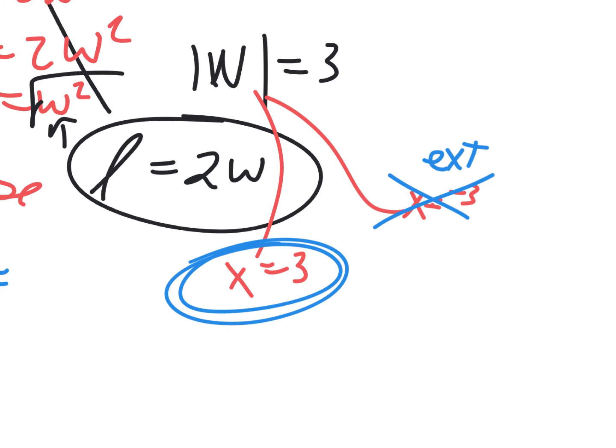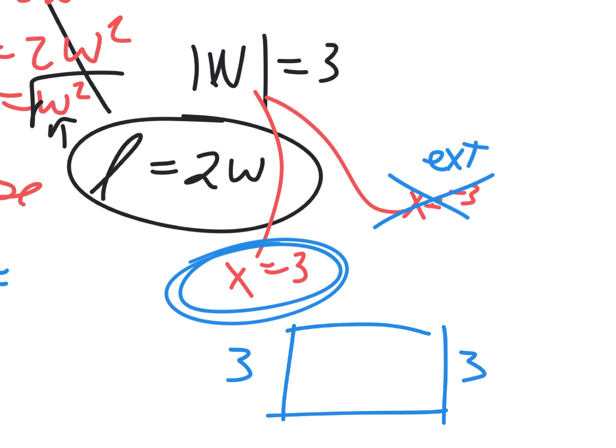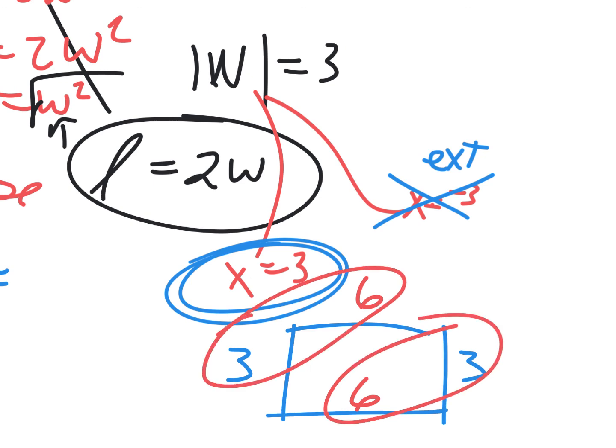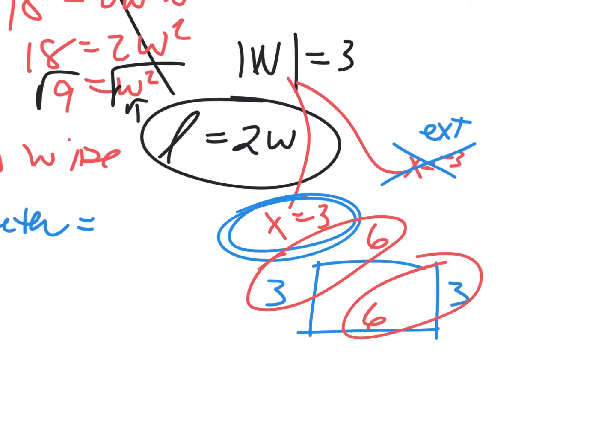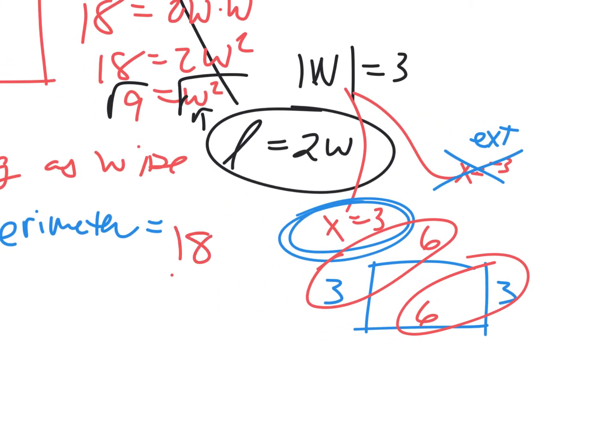And now 3 is the length of one of the sides, but I'm not done yet. 3 is this side, and the other side must be what? 6, because 6 times 3 makes 18. So you knew it had to be 6. And then the final answer is you have to add up all those sides. So you'd end up with, this is 9, and this is 9, so it's 18 again. The perimeter final answer was 18.